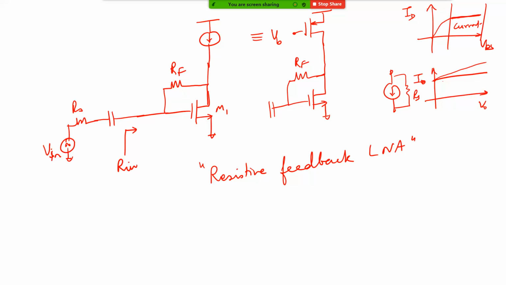I would like you, especially those of you who are not very well versed with CMOS, to try to draw the small signal equivalent circuit with only this portion, and try to find out what the input impedance is. We will discuss the rest in tomorrow's class.